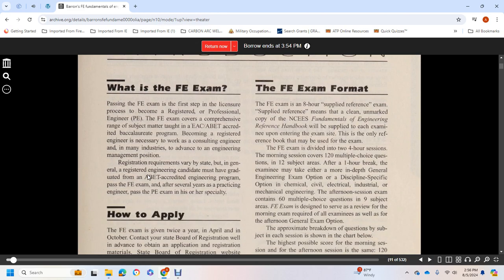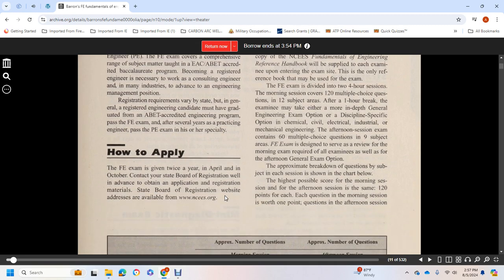The FE exam is the first step of the licensure process to becoming a registered professional engineer. The FE exam covers a comprehensive range of subject matter taught in the ABET-accredited baccalaureate program. Becoming a registered engineer is necessary to work as a consultant in engineering, and for many industries' advanced engineering management positions. Registration requirements vary by state. In general, registered engineering candidates must have graduated from an ABET-accredited engineering program, pass the FE exam, and after several years of practicing engineering, pass the PE exam in his or her specialty.